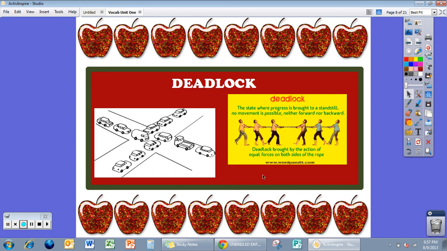To bring to a standstill means that you are doing something that's causing something to not go forward. So, for example, maybe in a tug-of-war game, if both sides are equally strong, the tug-of-war game is never going to end. So you're bringing it to a standstill. No movement is possible. You can't do anything. And so deadlocks we don't like because they keep us from moving forward.